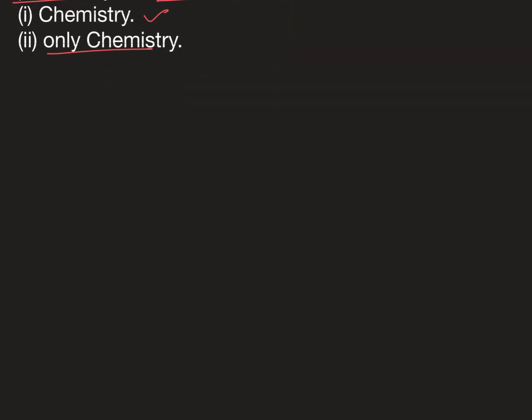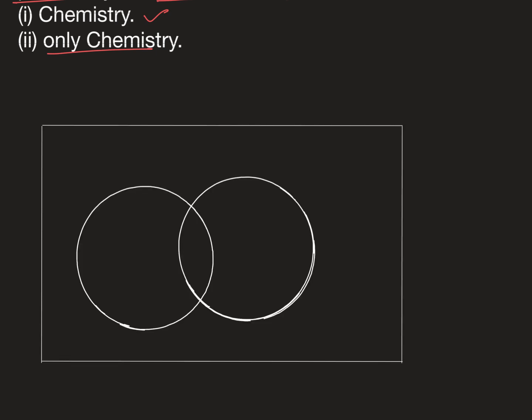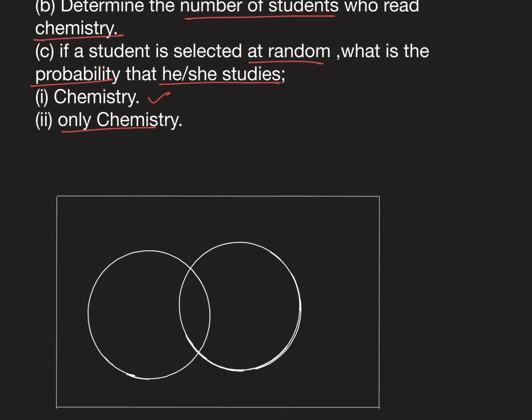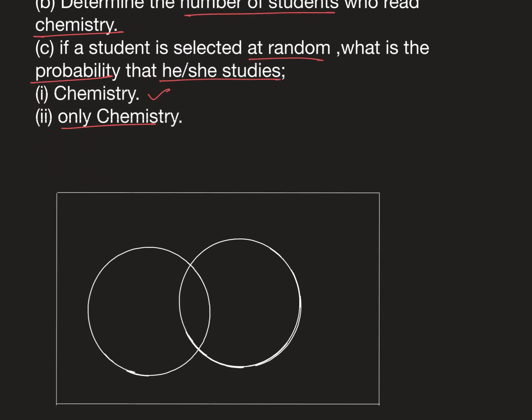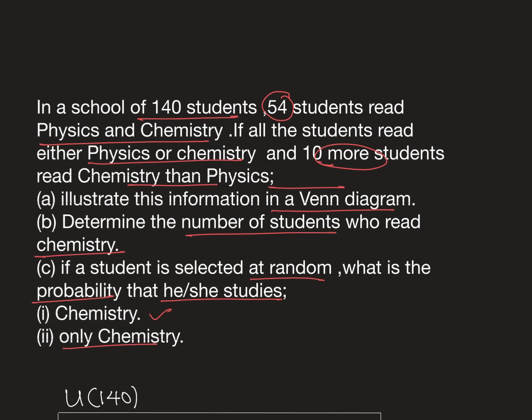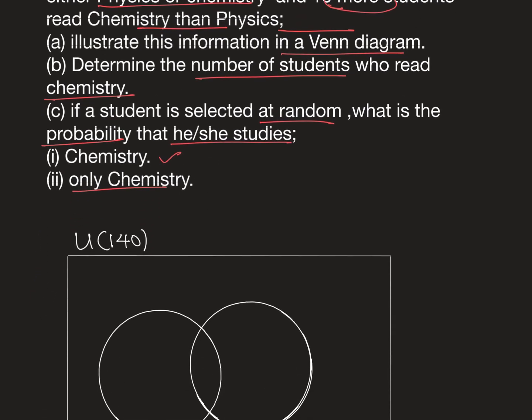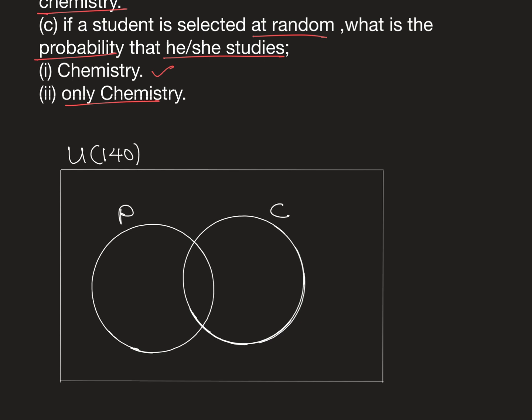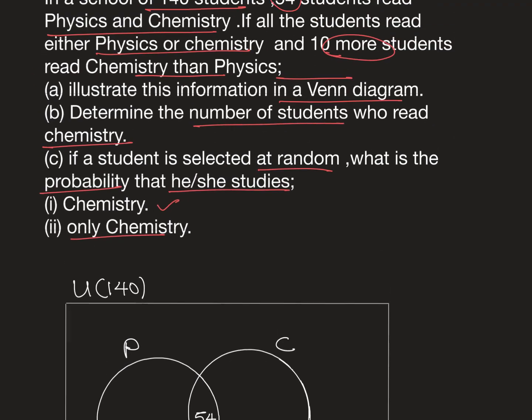Let's draw our Venn diagram. So this is our Venn diagram. We have 140 students, that's the total number of students. U is 140. It says 54 students read physics and chemistry. So what is that, physics and chemistry? If this is physics, this is chemistry. 54 students read physics and chemistry, meaning the total number of students reading both physics and chemistry is 54. I hope that is clear.